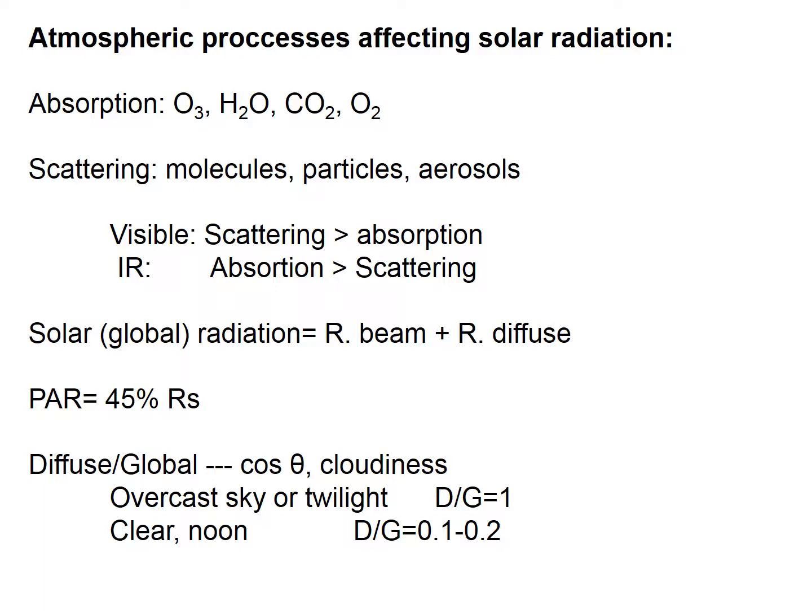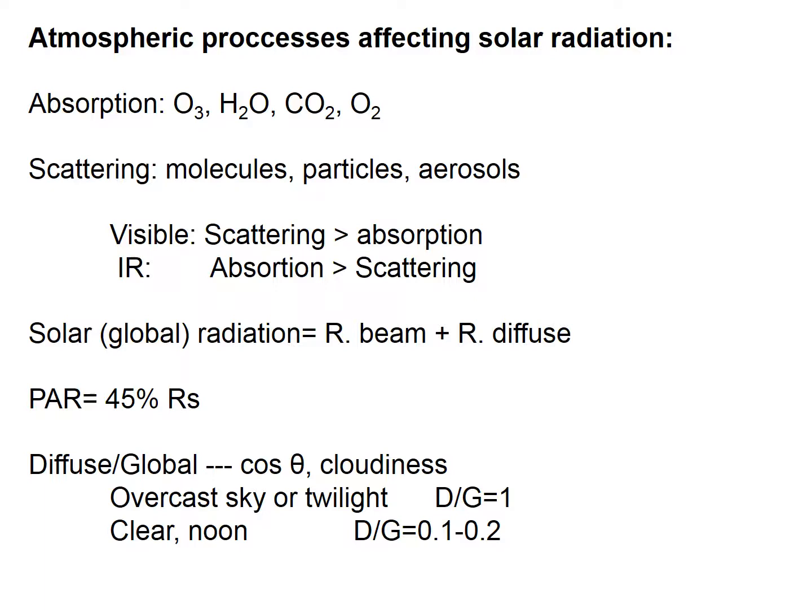The PAR, photosynthetically active radiation, is the fraction of shortwave radiation that can be absorbed by chlorophylls. It also is basically equal to the radiation bands that can be detected by the human eye, and that's why it's also called visible. The fraction of diffuse over global radiation depends on the solar angle and on cloudiness.